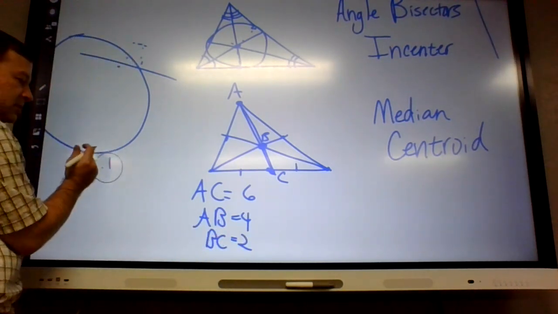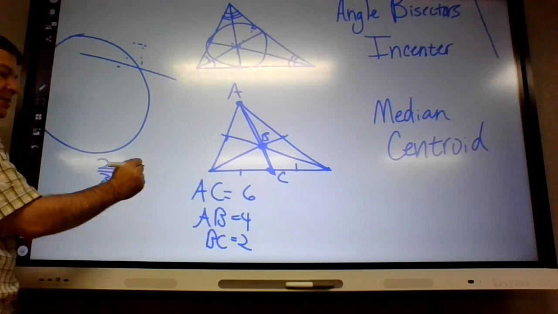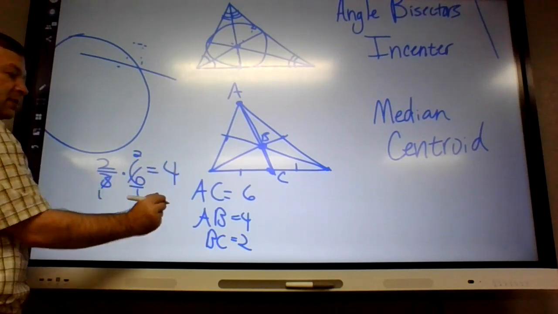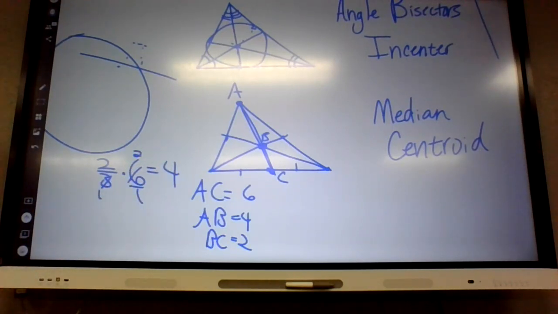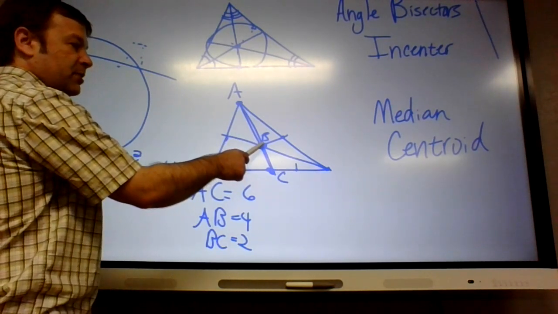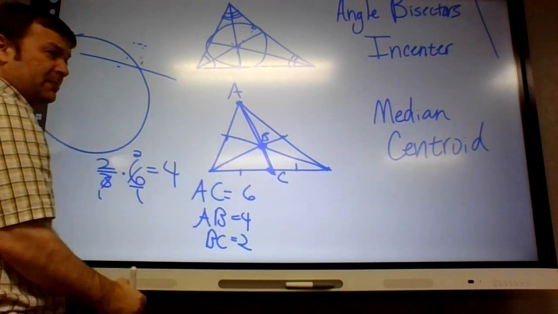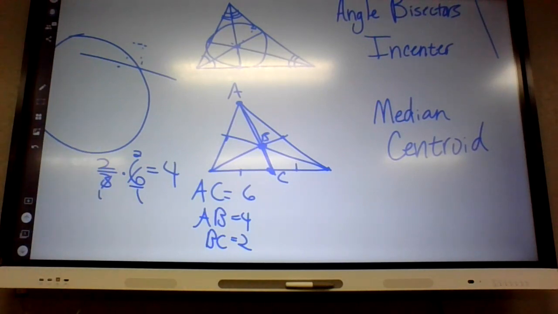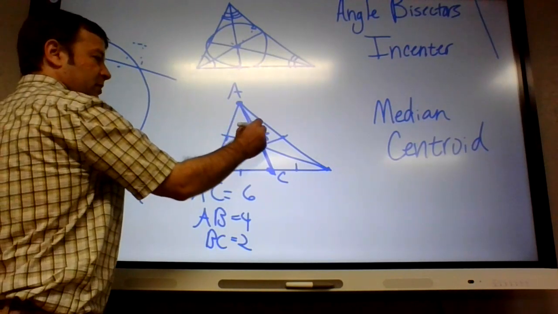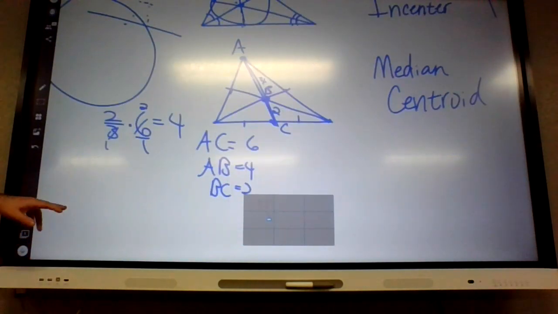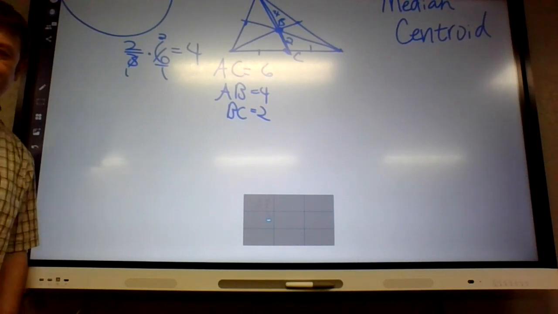2/3 of 6 just means 2/3 times 6. If you plug that in the calculator, it comes out as 4. The point B, the centroid, is always 2/3 of the way from the vertex to the middle of the opposite side. So if AC is 6, 2/3 of 6 would be 4, and 1/3 of 6 would be 2. Anyway, they're going to ask that once.